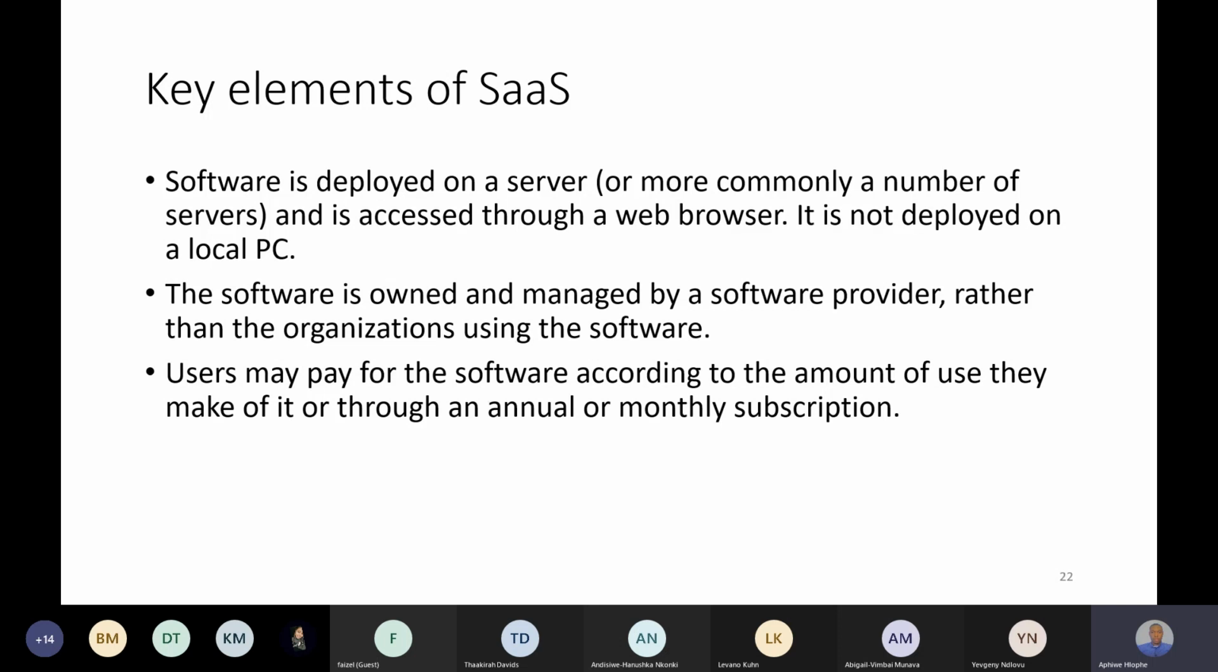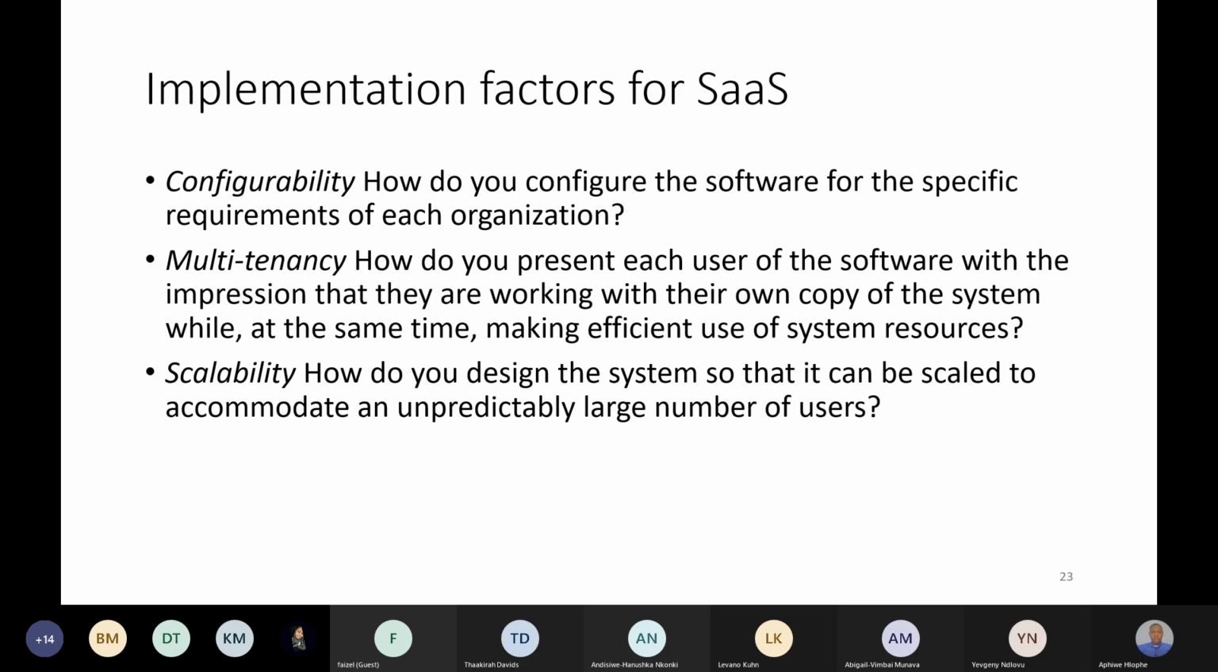So a key element of software as a service is that it's accessed through a web browser or a localized machine. I think we already mentioned these key elements. Implementation factors for software as a service, okay? Configurability. How do we configure the software for the specific requirements of each organization?